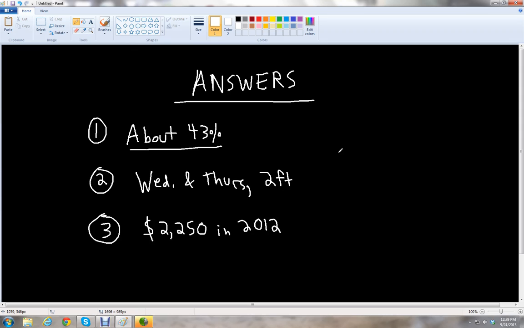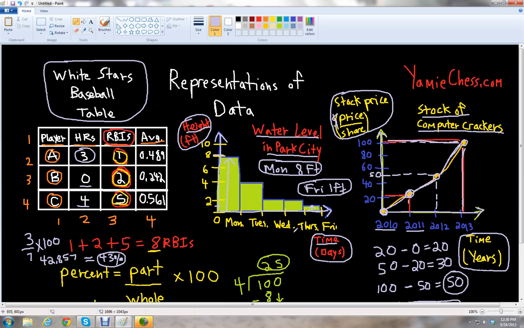Okay, so let's look at the second question. The answer for question 2 is Wednesday and Thursday. Water height was the same level and it's at 2 feet. So we look at the bar graph for water level in Park City, and we notice that Wednesday and Thursday had the same height, bars of the same height. And we notice that it's about 2 feet. And so that's how we found out that the height of the water level is 2 feet. And Wednesday and Thursday have the same water level.